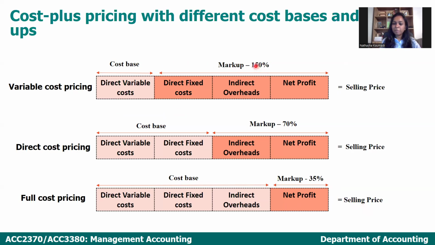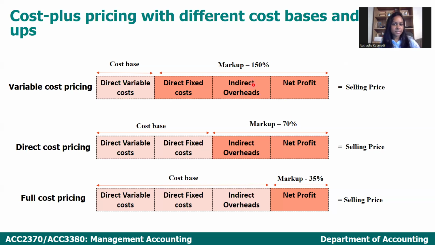So the markup from 150% to 35%, it got reduced. Why? You got more and more information when it comes to full cost pricing. You get to know about the cost base. So it's all about the traceability of cost.